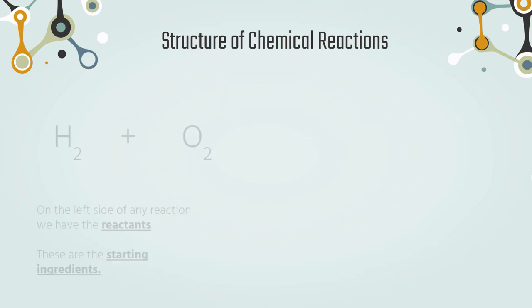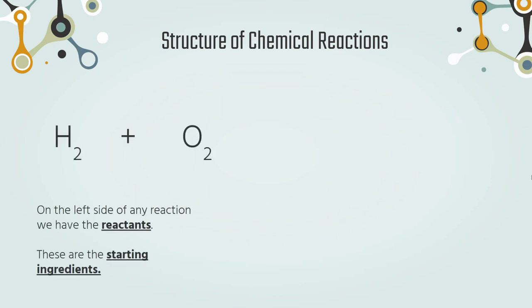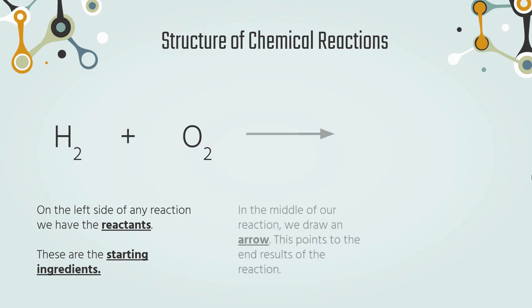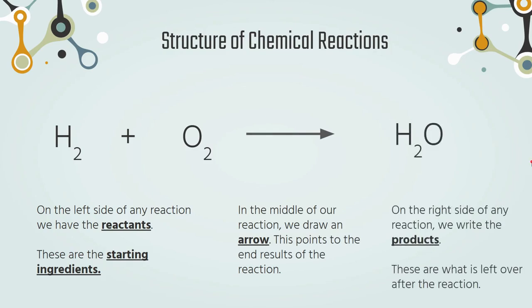So first, that structure of chemical reactions. Remember that on the left side of any chemical equation, that's our starting point. We start with our reactants, and these are basically the starting ingredients for any reaction. We then put a right-facing arrow, and that shows where those reactants are going or what they're becoming. And our final product we put on the right side, and those are our products. This is what is left over after our reaction is complete.